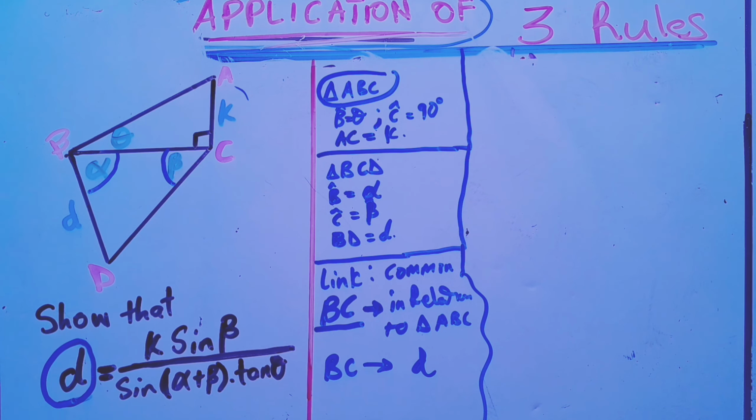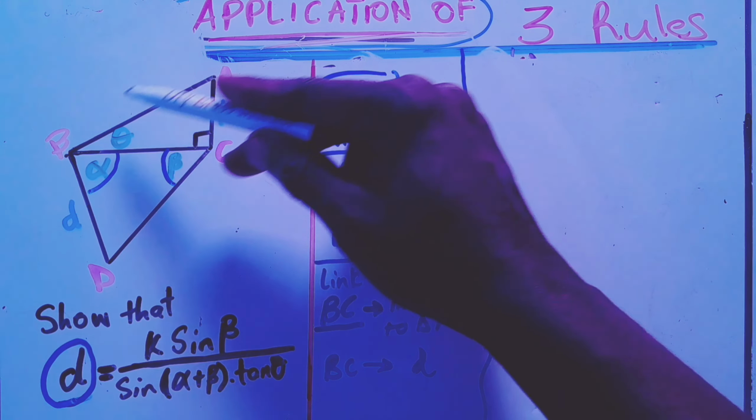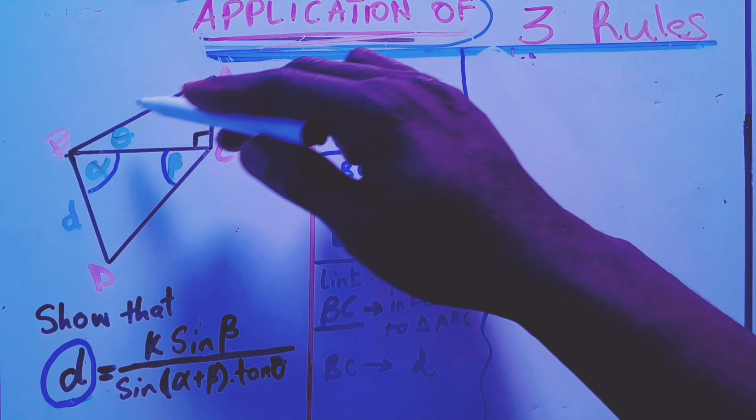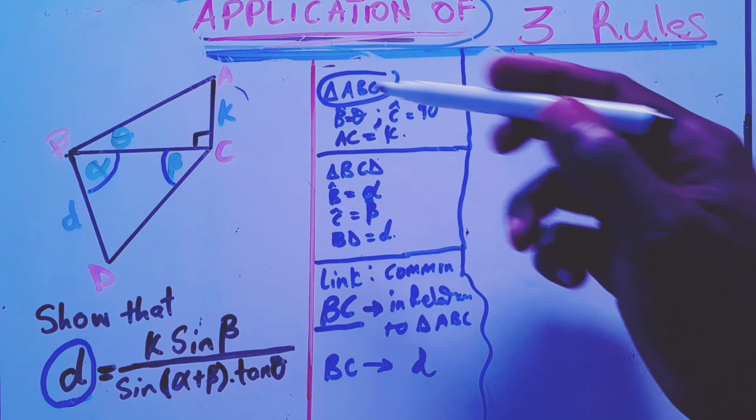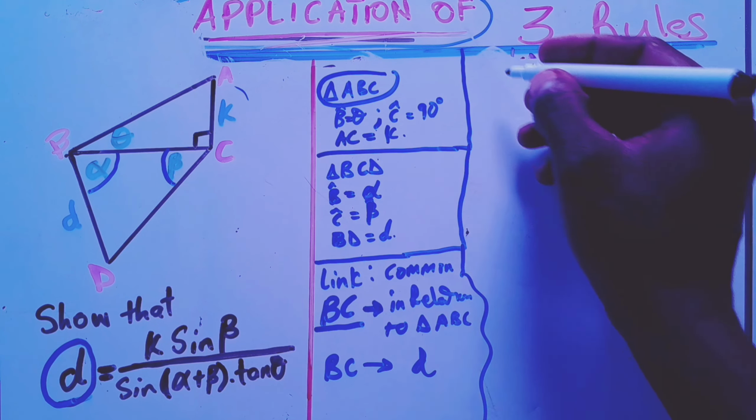BC is a common line, so it will work on both triangles, right? So now let's start our solution. As I said, we must start our solution in this triangle, right? So in this triangle, what do we want to bring here? We want BC to start with.